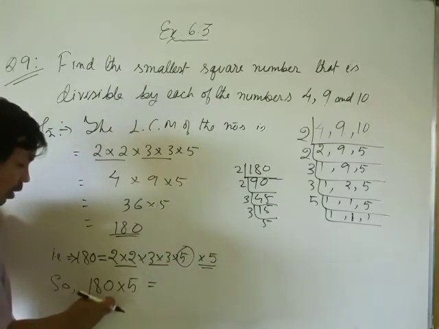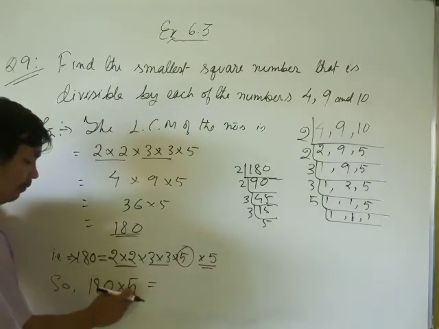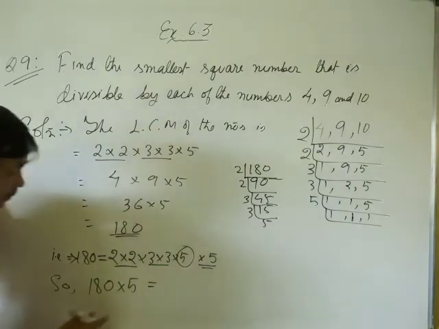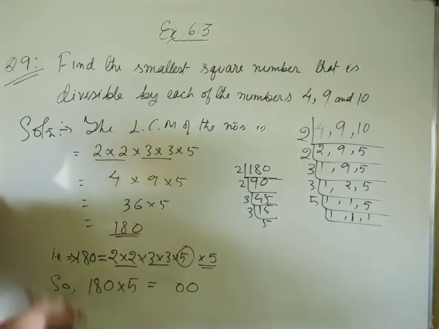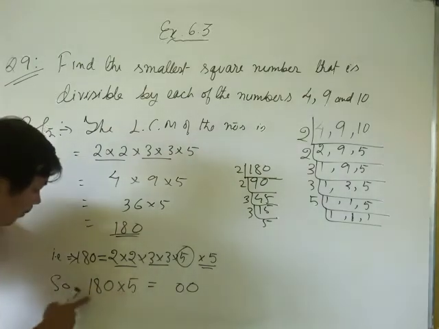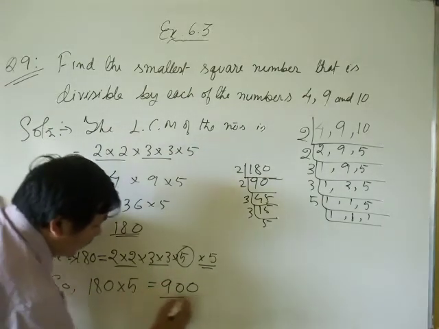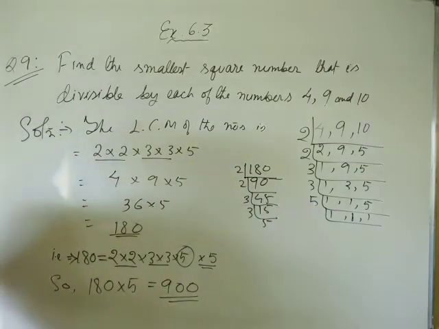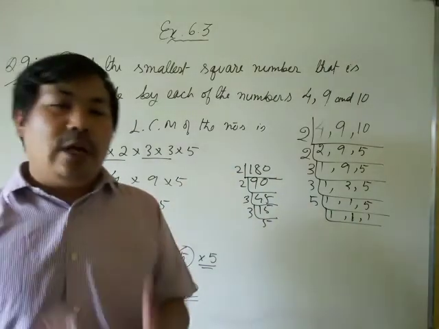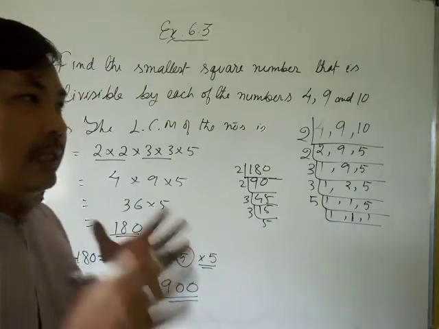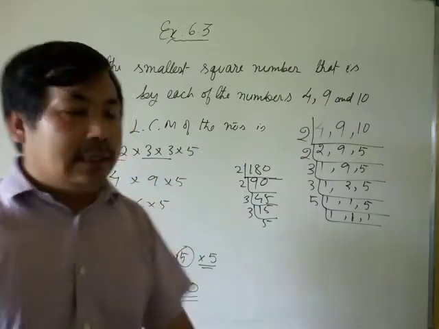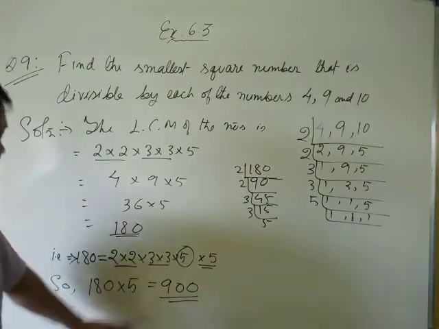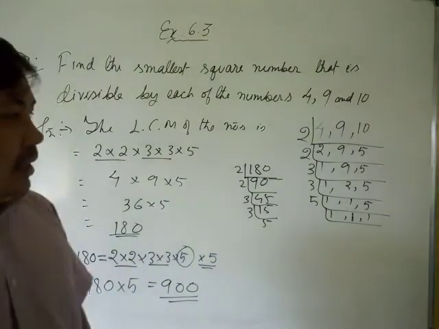That's all. So we multiply 180 by 5. Then how much do we get here? 5 times 0 is 0, 5 times 8 is 40, 5 times 1 is 5 plus 4 is 9. So we get 900. 900 is the smallest square number that is divisible by all these three numbers 4, 9, 10. Here is the answer, we get 900 as the answer, isn't it?